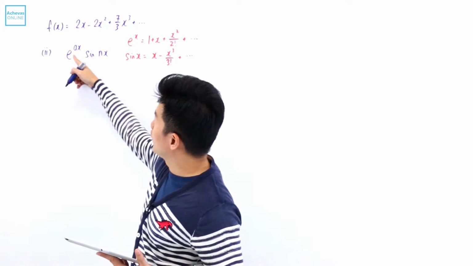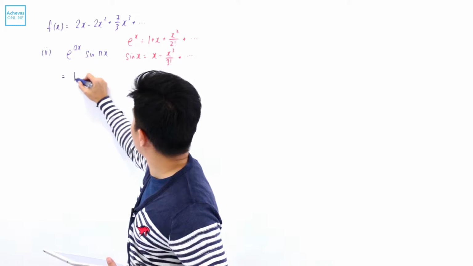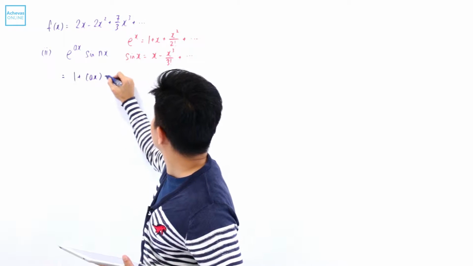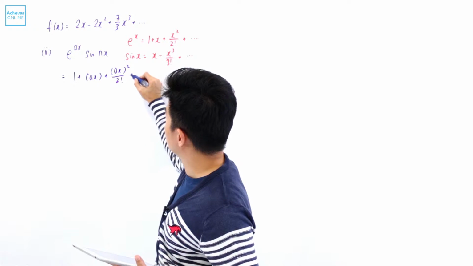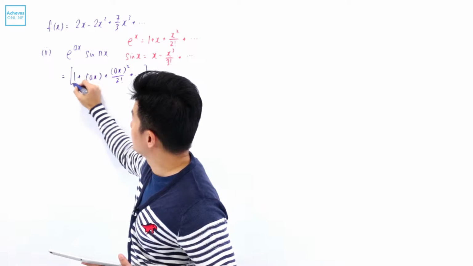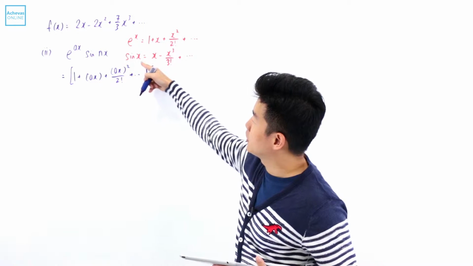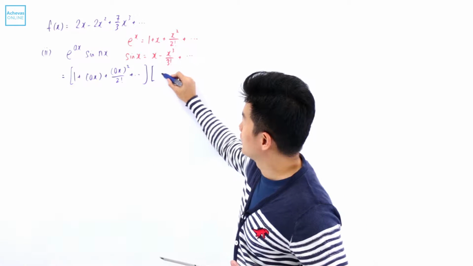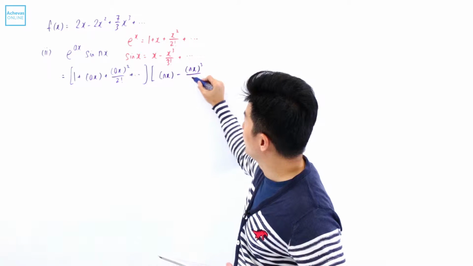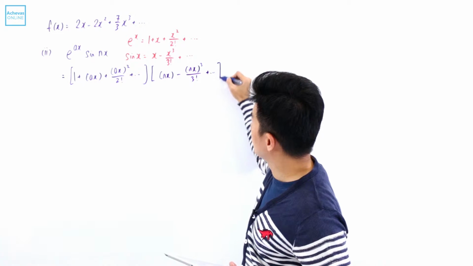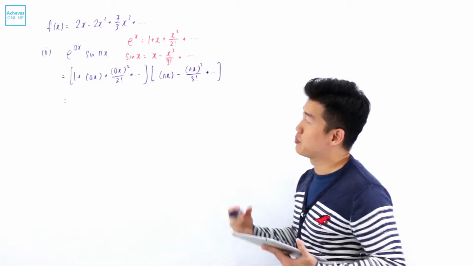For this, I'm going to replace all the x here by ax, so it is 1 plus ax plus (ax) squared divided by 2 factorial and so on. This will represent e to the power of ax. As for sin nx, I'm going to replace all the x here by nx. So it is going to be nx minus (nx) to the power of 3 over 3 factorial and so on. I will just be expanding until I obtain, at most, x to the power of 3.